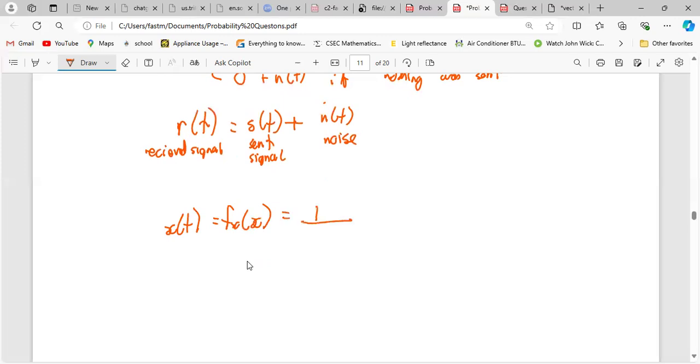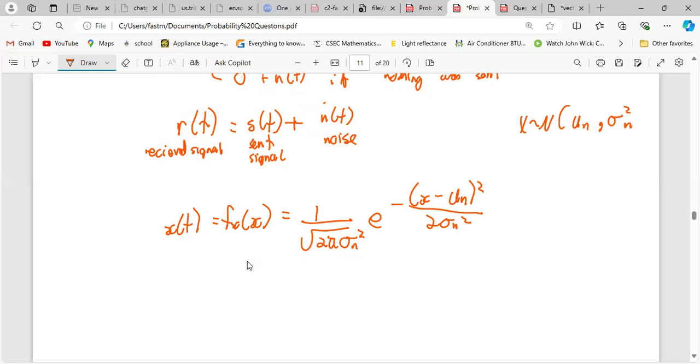So it's 1 over the square root of 2 pi sigma squared n, e to the minus (x minus mu n) squared over 2 sigma n squared. That is the PDF. Because N at T, if X follows a normal distribution, will have a mean of mu n and a variance of sigma n squared. So we end up with mu n and sigma n, and we end up with this piece here.